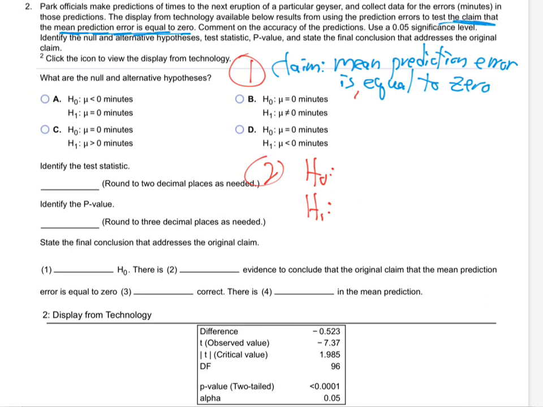H0, H1. Now, what is H0 always? Equals. Always. So, I'm going to write equals. Okay, now, what's the claim? What's being claimed here? The mean prediction error is equal to, so mu. So, write that. Equal to 0. So that is the claim, isn't it?